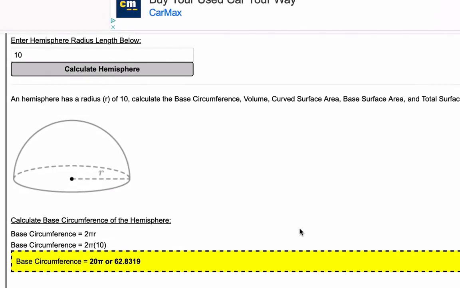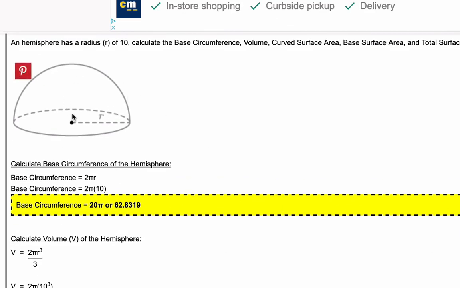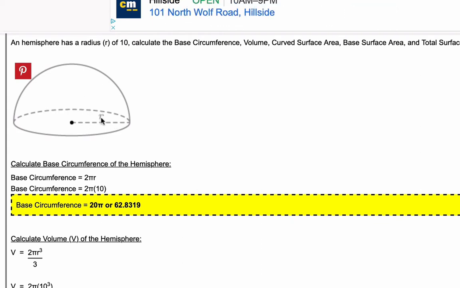So the question says a hemisphere has a radius r of 10. Calculate the base circumference, volume, curved surface area, base surface area, and total surface area. For reference, I've included a picture of a hemisphere here with radius r.